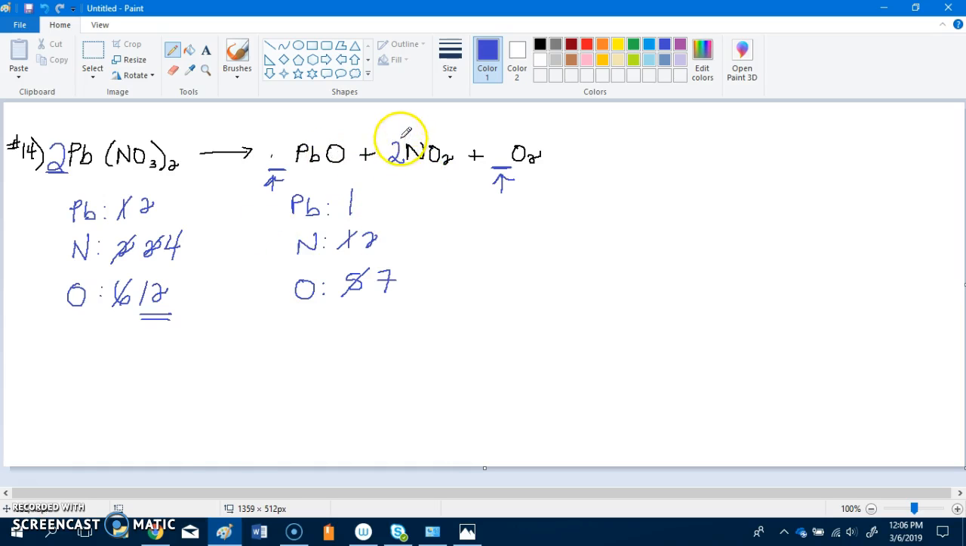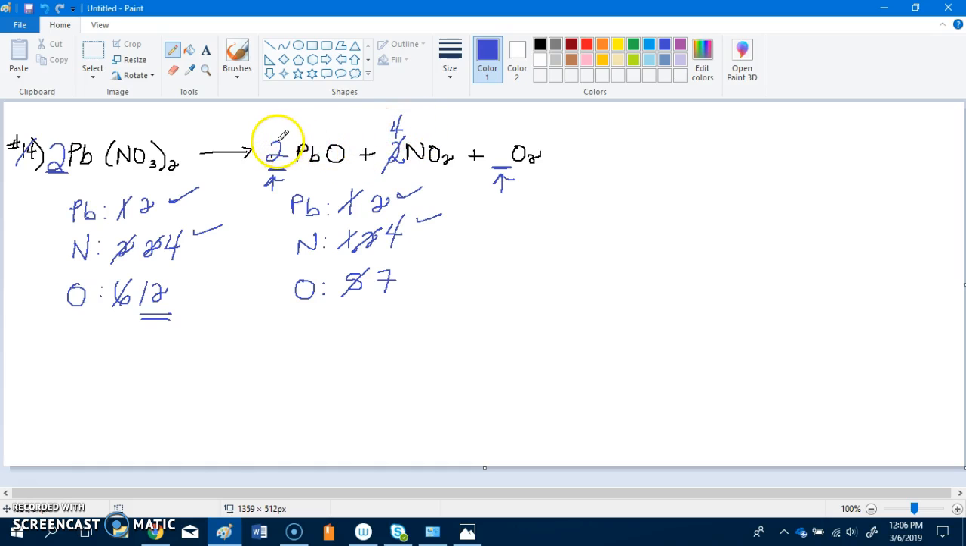So that means that I also have to up this one to 4, and also I have to put a 2 in front of here for my lead, like that. So just by adding the 2 here, I now have to put a 2 here and a 4 here in order to balance out my leads and my nitrogens again. So these are now balanced, and now I go and check out my oxygens.